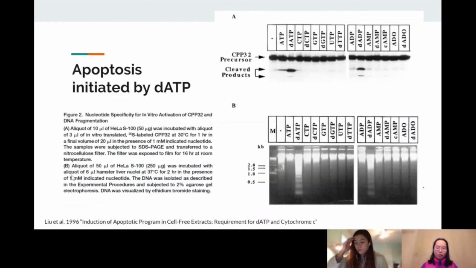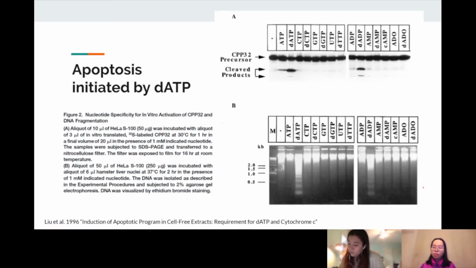So now, what exactly did they do? First, they discovered that apoptosis was initiated by dATP. So this is an ATP molecule, an adenosine triphosphate molecule, but the adenosine is deoxyribose. So it's like a DNA base of adenosine, except with two extra phosphates. And they realized that this initiates apoptosis.